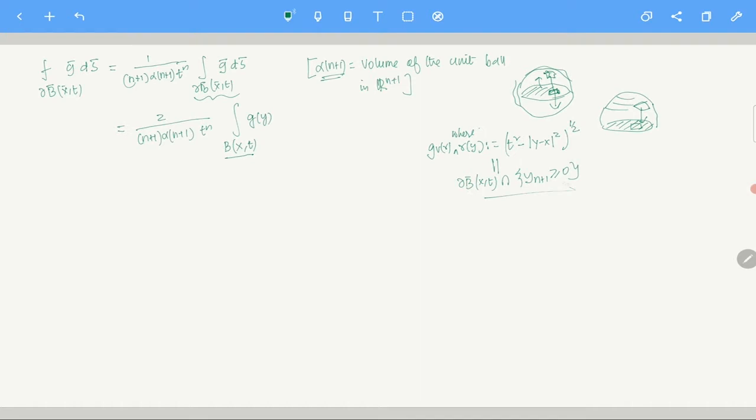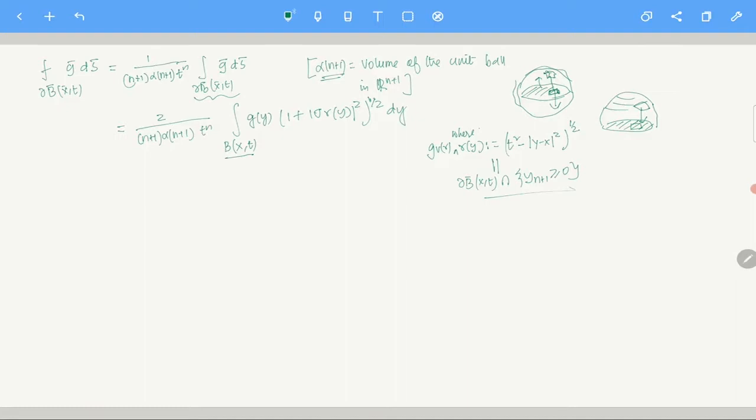The upper hemisphere is basically the boundary of B bar intersected with y n plus 1 greater than or equal to 0, and this upper half can be written as the graph of gamma, where gamma is t squared minus mod y minus x squared whole power half. That's not very difficult to see. So when we do this change of variable, what do we get? We get essentially here (1 plus gradient gamma(y) squared) whole power half dy. Clear? That's what we get.